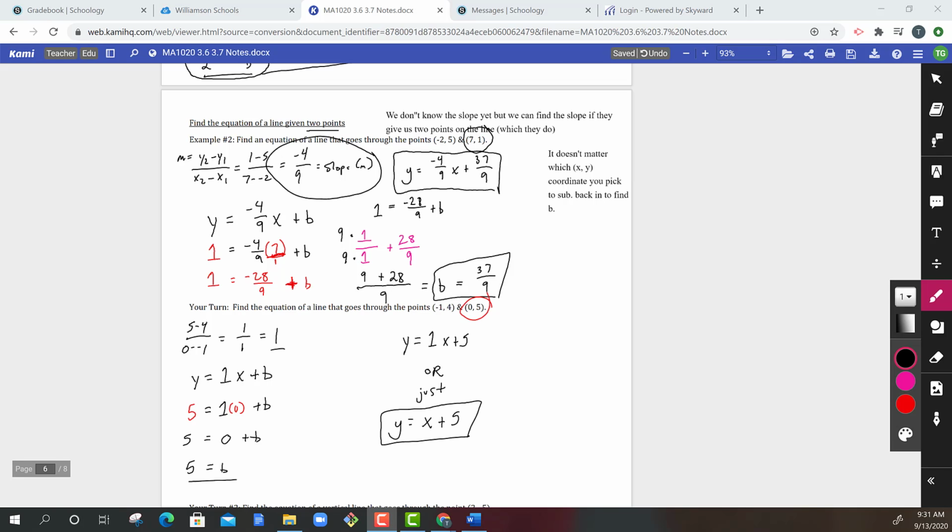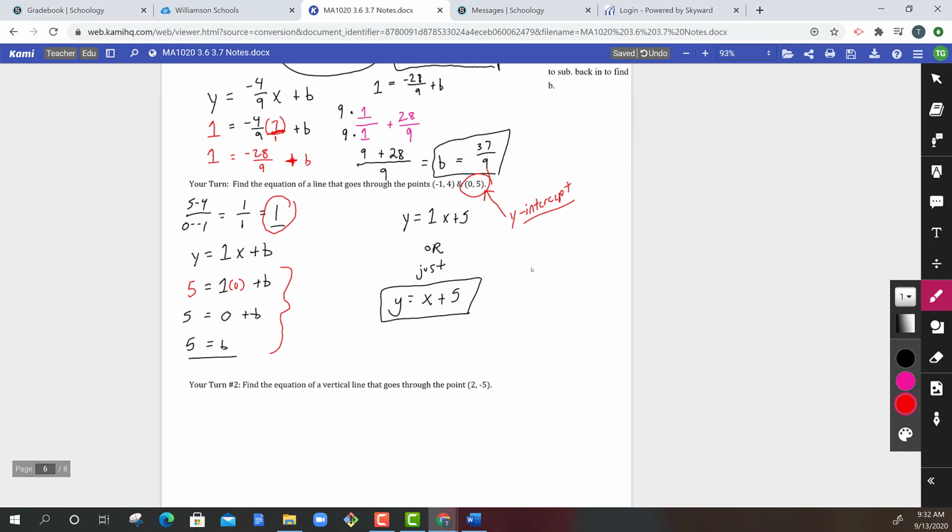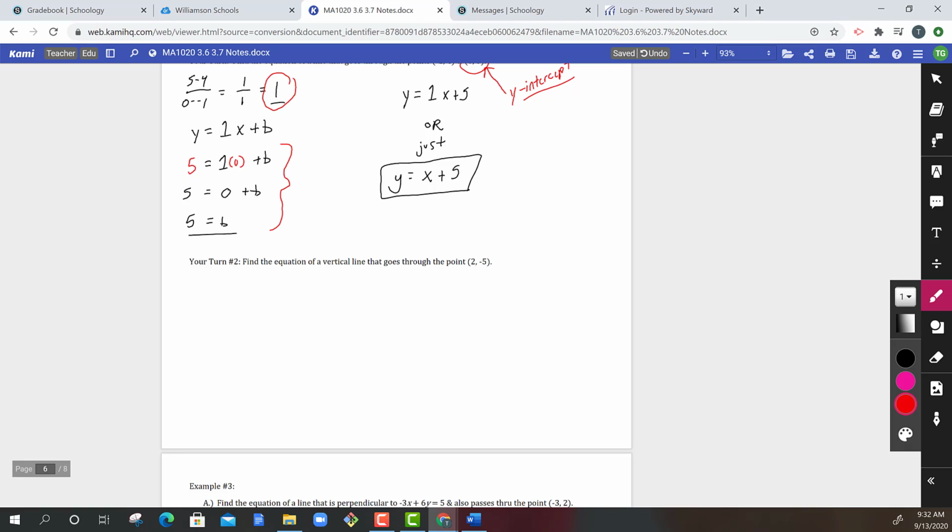And there's the algebra. However, if you were paying attention here, our slope was 1, but you'll notice one of the points they give us is already the y-intercept. So doing this work right here is kind of redundant because you're going to end up getting the y-intercept for the problem anyway. Typically that won't happen, but every once in a while it might, so just pay attention and you might see that. Pause the video and try your turn number 2.